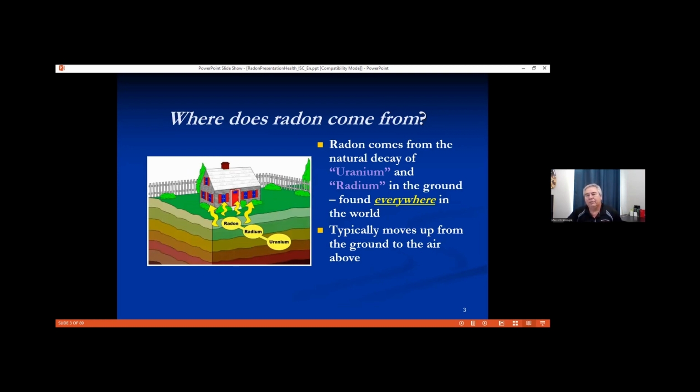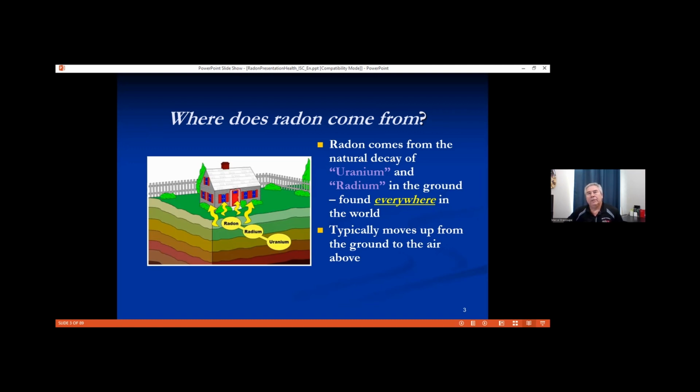Radon comes from uranium and radium that are found in the Earth's crust. Uranium and radium are metals, typically found in the ground, and we find them everywhere in the world. There's not one place in the world that we could say has zero radon. Even outdoors, if we were using an instrument to measure radon, we could go outside and measure radon.